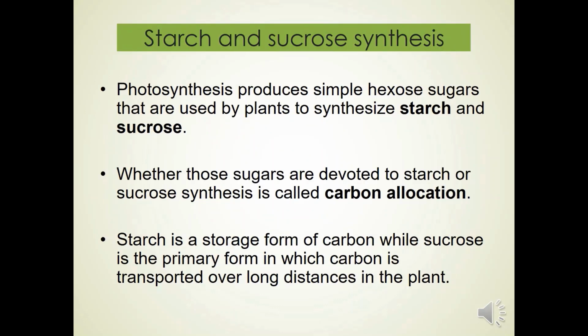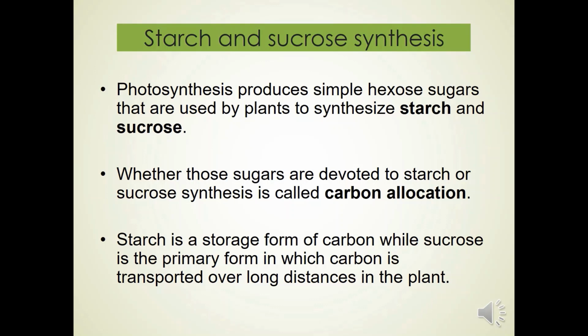Alright, now we look at starch and sucrose synthesis. Photosynthesis produces simple hexose sugar, because it produces glucose. Glucose is a hexose sugar, which is a 6 carbon sugar. So this is used by the plant to synthesize starch and sucrose. So the final form of the carbohydrate is not glucose, but starch and sucrose. So all the sugar that they produce during photosynthesis is devoted to starch or sucrose synthesis.